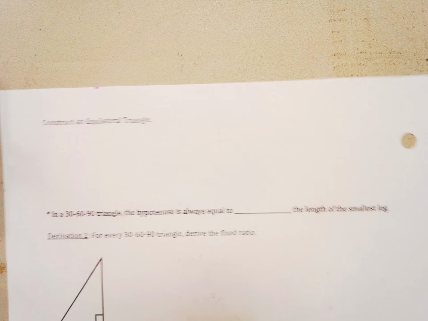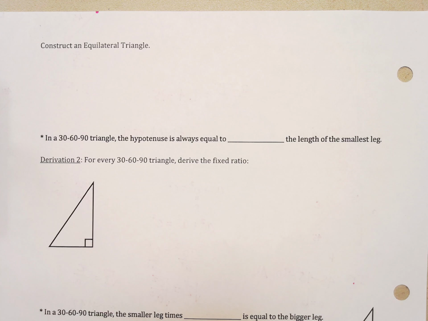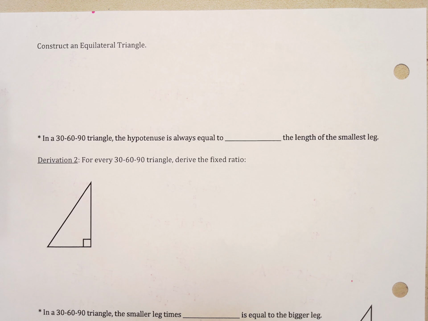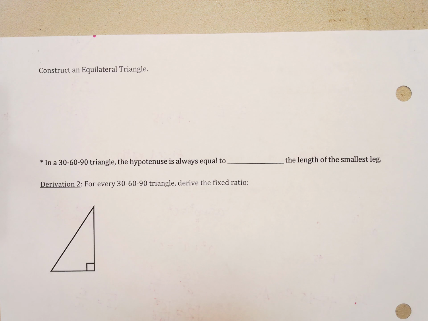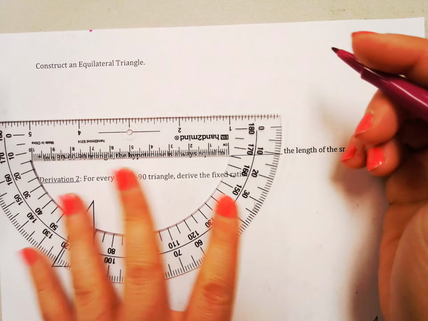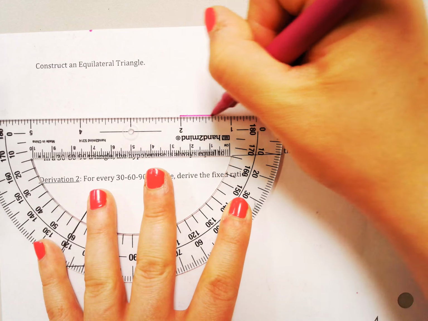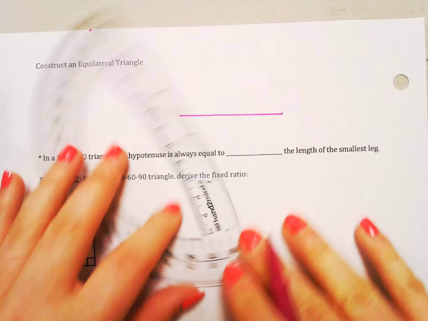Okay. So that's all of my 45, 45, 90 special right triangles. We have one more special right triangle we're going to look at, and that's an equilateral triangle. And to do this, again, we're going to construct this equilateral triangle, but it's not going to be perfect. So I am going to make, again, a triangle of 2, 2, and 2.